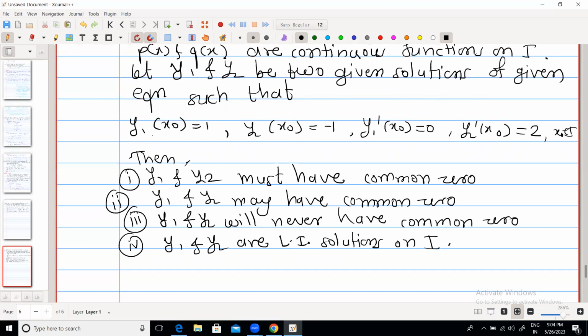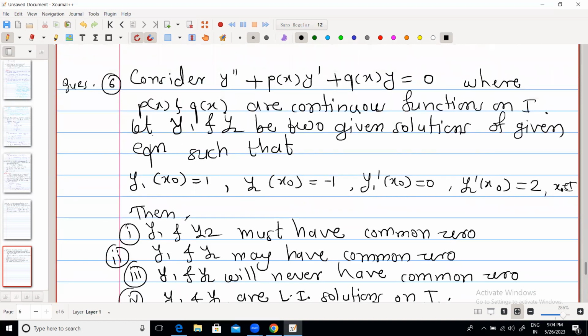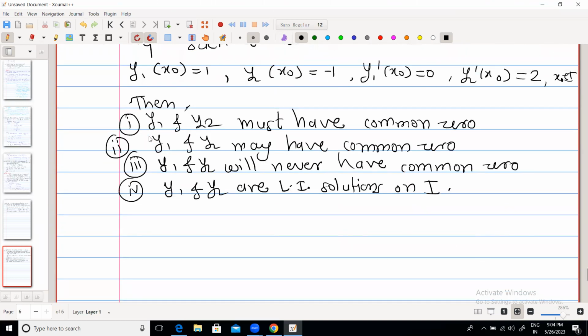Okay. So काय काय दिलेलं आहे? गिव्हन डिफरन्शियल इक्वेशन आहे. त्याचे दोन सोल्युशन दिलेले आहेत y1 आणि y2 आणि एक इन्फॉर्मेशन दिलेली आहे ऍट x naught. y1 is 1, y2 is -1, y1 dash is 0 and y2 dash is 2. Okay, where this x naught is a point of I. Then we have to ask about the common zeros of y1 and y2. So first of all, check whether this y1 and y2 are linearly independent or dependent. त्याच्यावरून आपण हे चेक करू शकतो की त्याला कॉमन झिरो आहे की नाहीये.